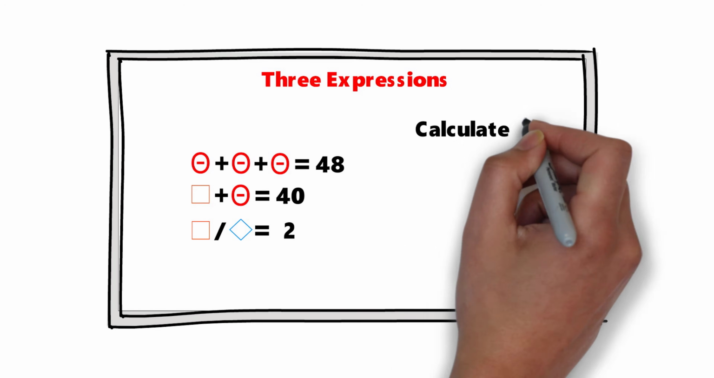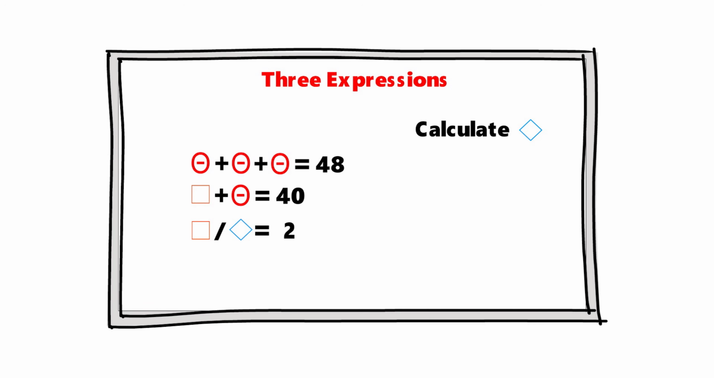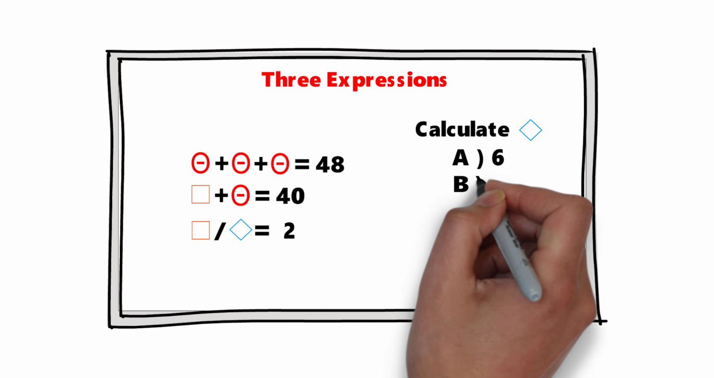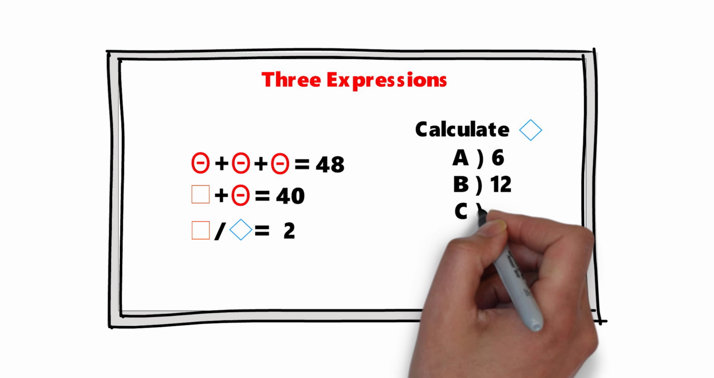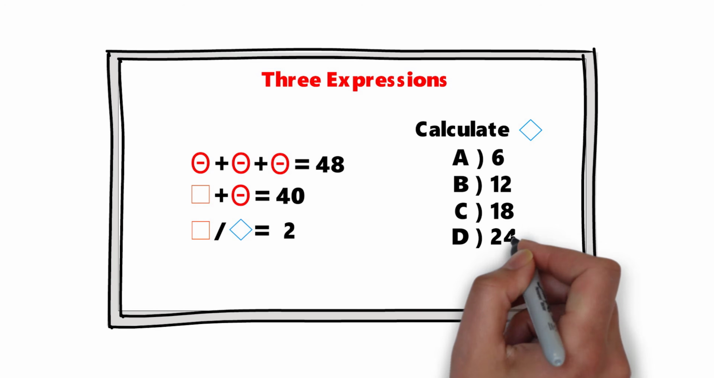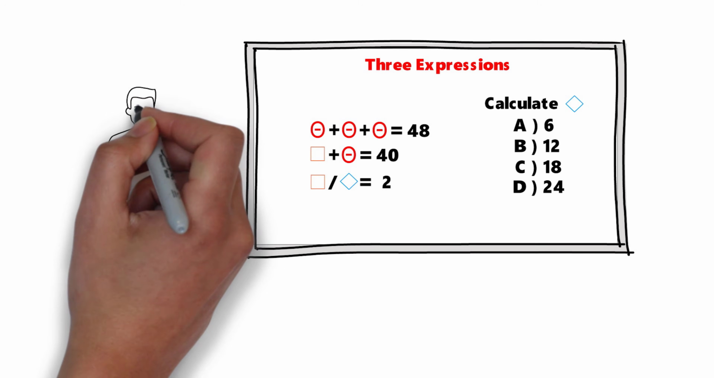And in the third expression, you divide square by the diamond and the result is equal to 2. So you need to calculate the diamond. You're presented with 4 different choices. Choice A, 6. Choice B, 12. Choice C, 18. And choice D, 24. Can you do the math?